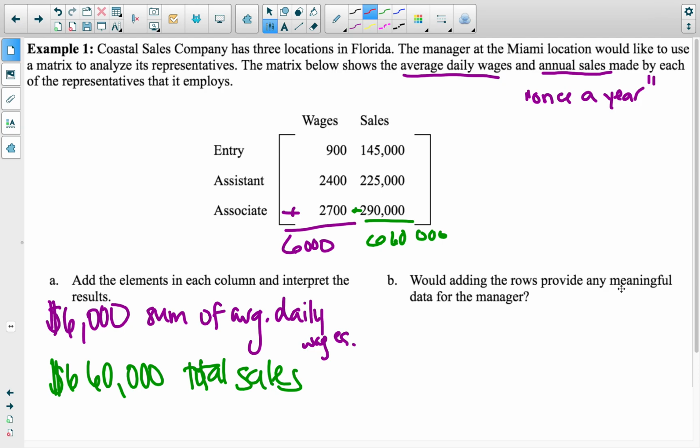Would adding the rows provide any meaningful data? So if we were to add 900 plus 145,000, would it give us anything meaningful? We would be adding average daily wage plus total sales for the year. It doesn't really make a lot of sense because what is that going to be useful for? Nothing. So we would say no.